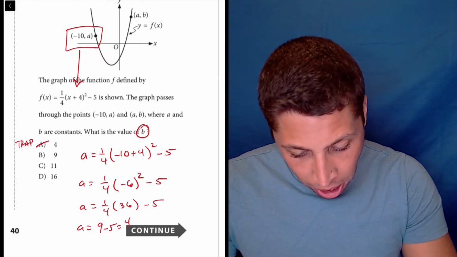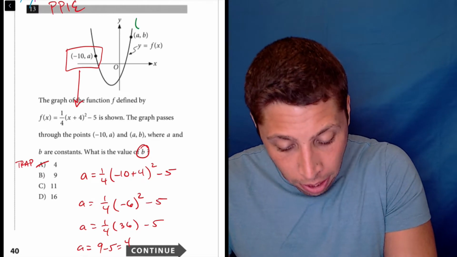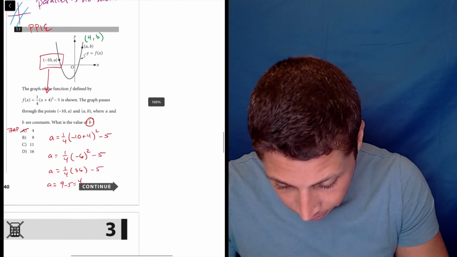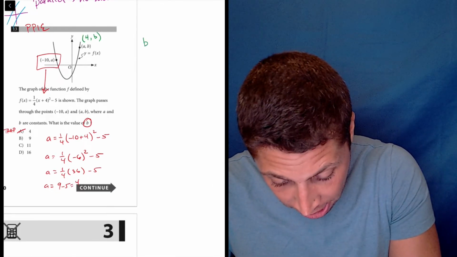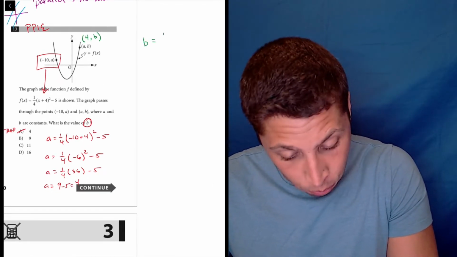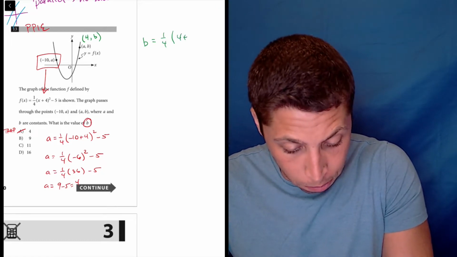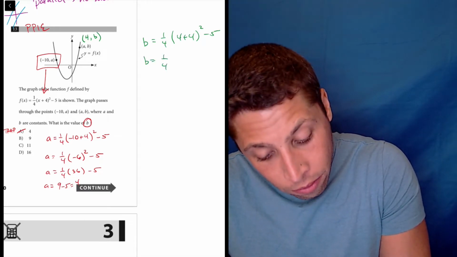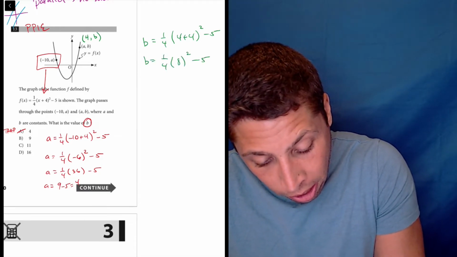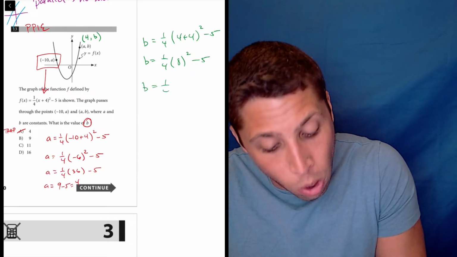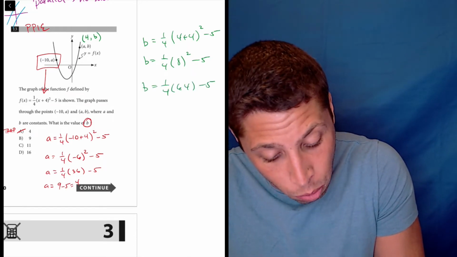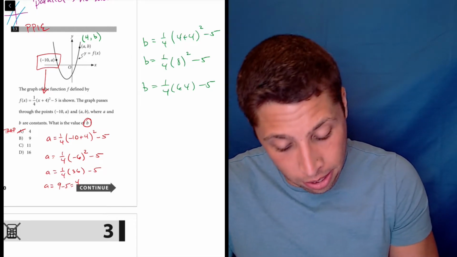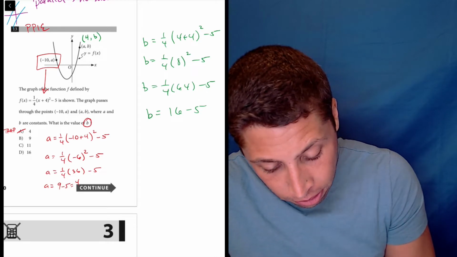So let's just finish the job, right? We plugged in one point, let's plug in the other, and now we know that A is 4, so we're trying to find B. Let's do it over here. So B is my new Y, and that's 1/4 of (4 plus 4) squared minus 5. 1/4 of 8 squared, so that's 1/4 of 64. 1/4 of 64 is what, 16? Yep, 16 minus 5, so B is 11.